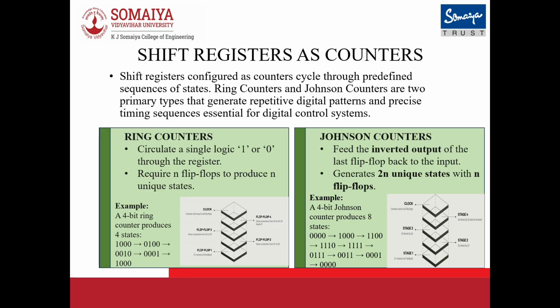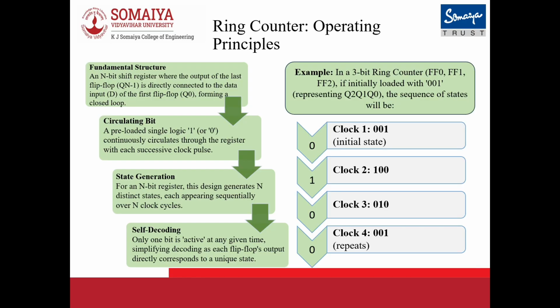Now, moving to ring counter operating principles. Let's now understand how a ring counter actually works internally. A ring counter is made up of D-type flip-flops connected in series. The output of the last flip-flop is directly connected to the input of the first one, forming a closed loop.